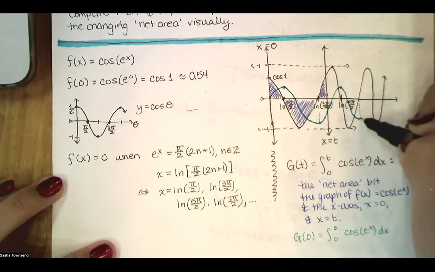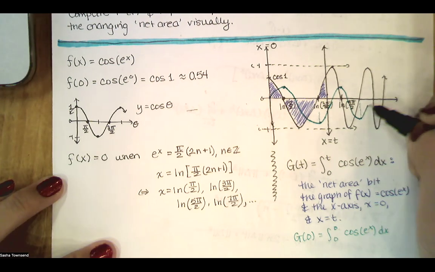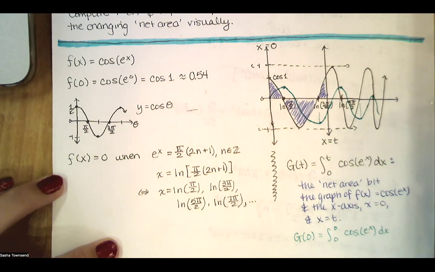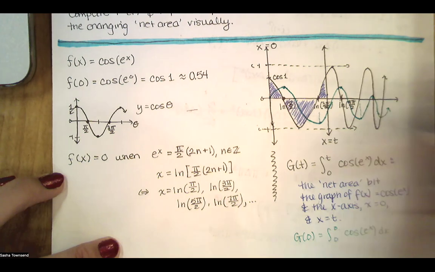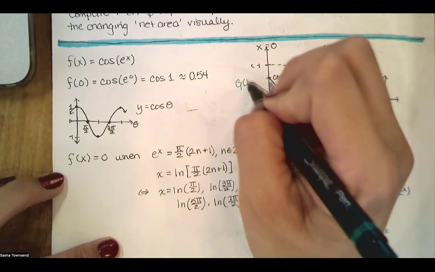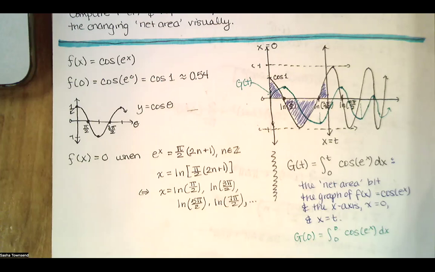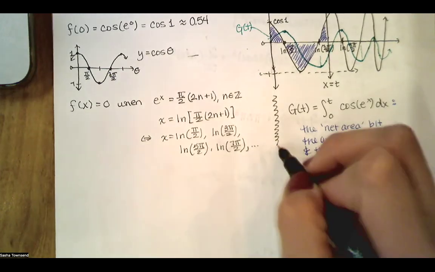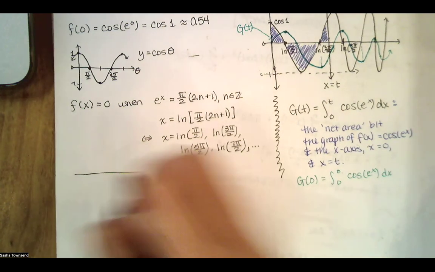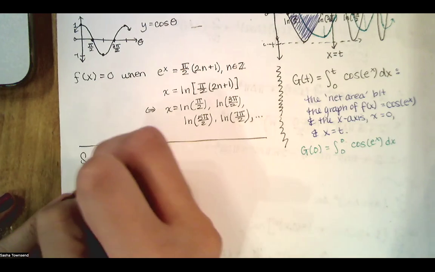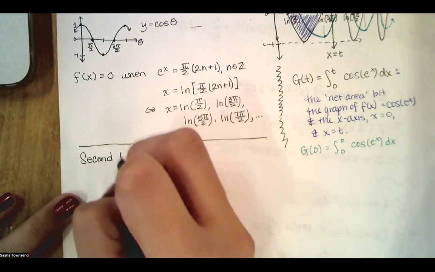And then we start adding area, so the function increases. And then we start subtracting area, so the function decreases again. And in that way, that's what our g of t function looks like. So that's our net area function. Okay, so now we want to compute g prime. Now the way we compute g prime is using the second fundamental theorem of calculus.